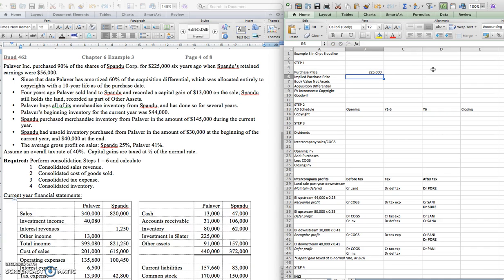Next, we need to figure out the implied purchase price. How we do this is take the purchase price divided by the percentage of ownership, which was stated at 90%.